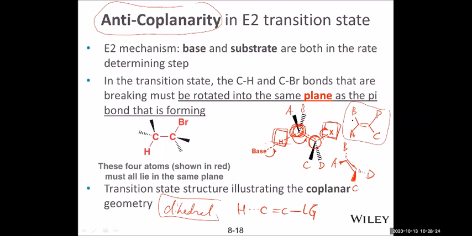And so the explanation for this is that in the elimination, the base comes to attack. And when the base comes, they line up to attack the hydrogen. So we're going to break the bond, the double bond will form, and the leaving group will leave. It happens all at once, all together. So the perfect alignment is required. And so what are the consequences?